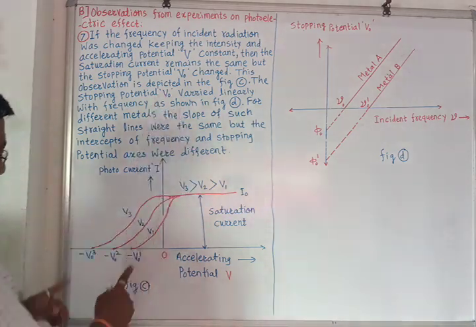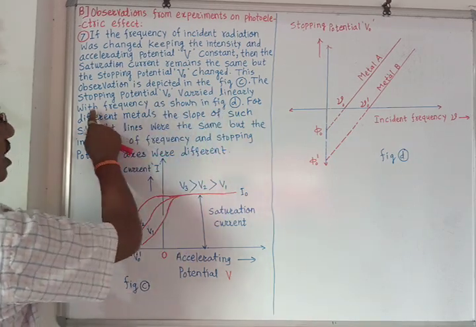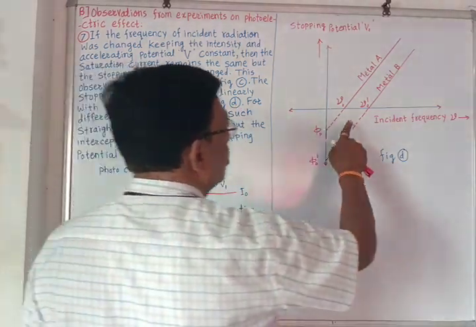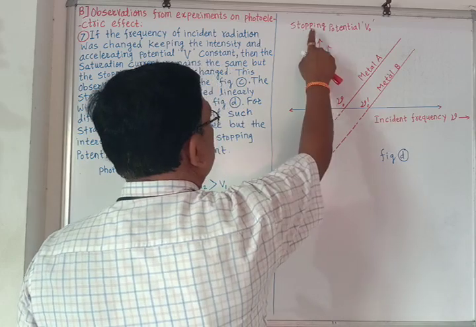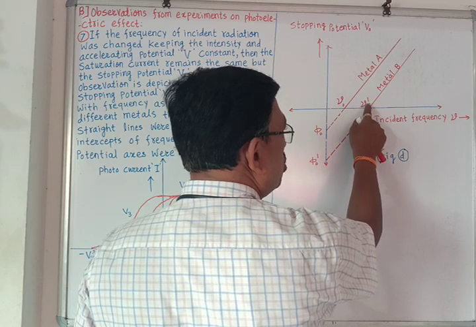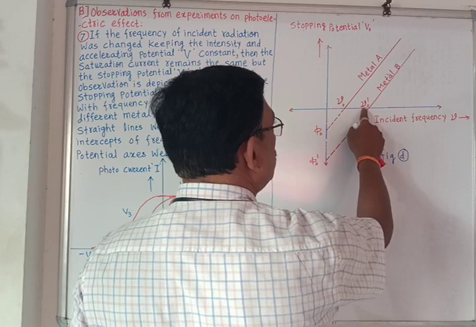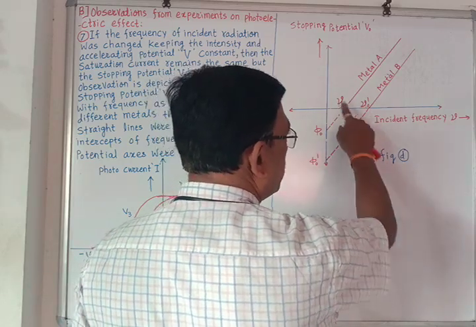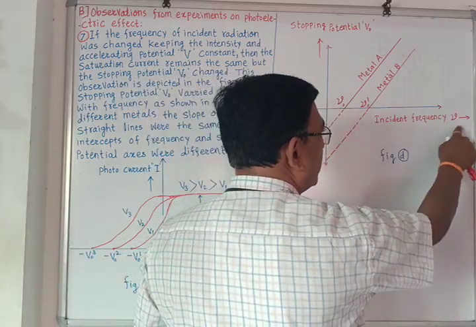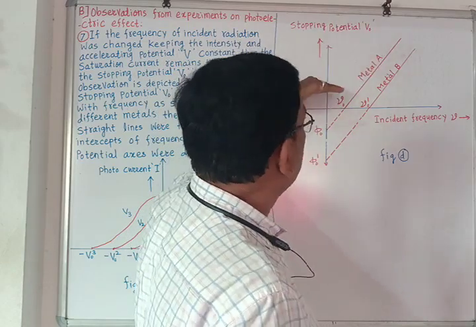The stopping potential V0 varied, means changed linearly with frequency as shown in the figure D. This one is the frequency, this one is the stopping potential V0. V0 changes, ν0'. These are the threshold frequencies, this one is also a threshold frequency for two metals. Here along this axis incident frequency and along this axis stopping potential V0.